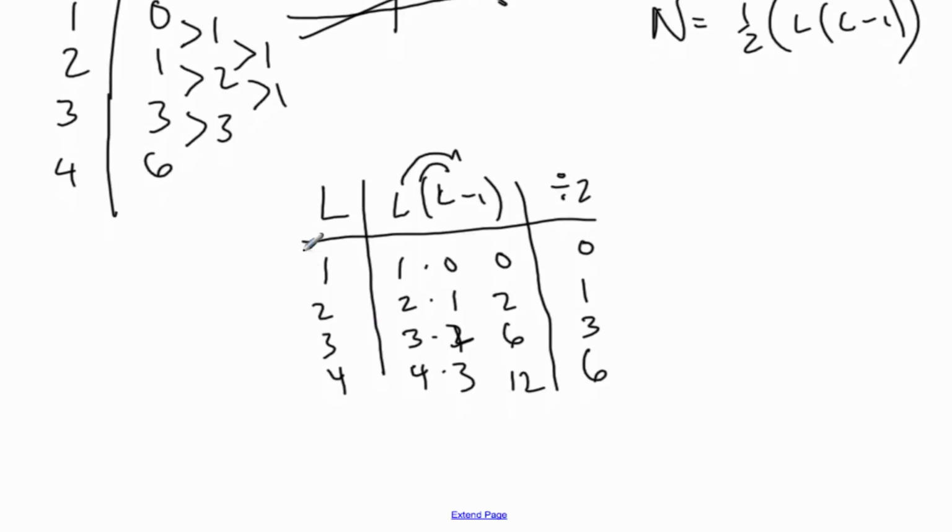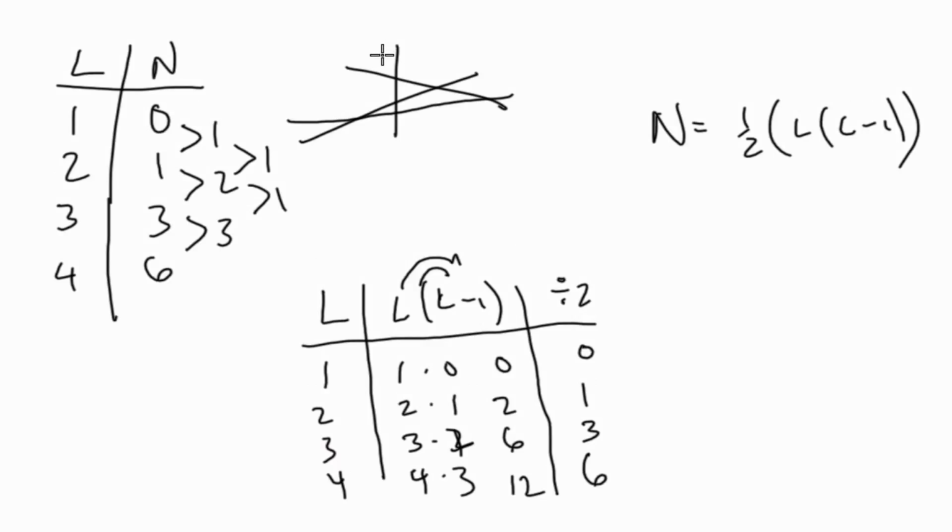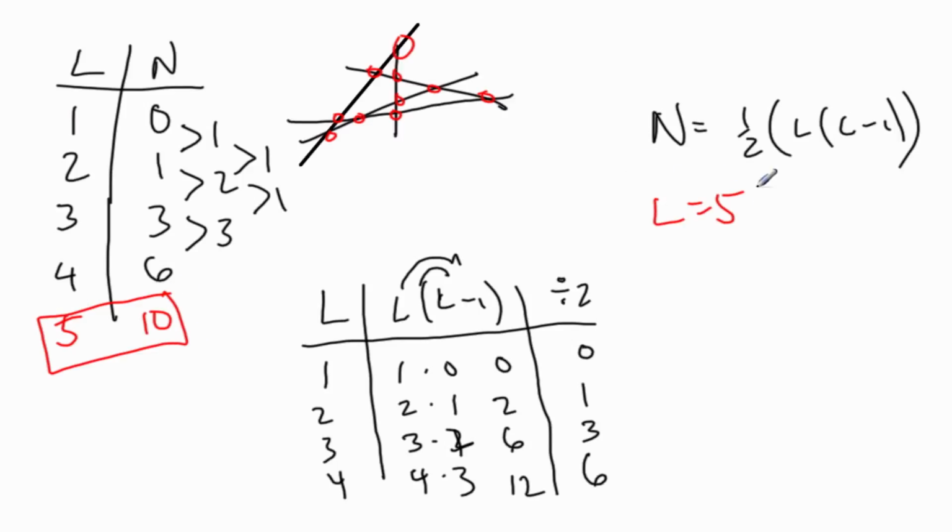So now if I want to verify it, let's do the next line. If I pull another line, this line here, let's say, and count my points of intersection, I'll get 1, 2, 3, 4, 5, 6, 7, 8, 9, 10. So 5 gives me 10. If I plug L equal to 5 into my formula, I get 1/2 times 5 times 5 minus 1, which is 4, times 5 is 20, divided by 2 is 10. Hooray, it's been verified.